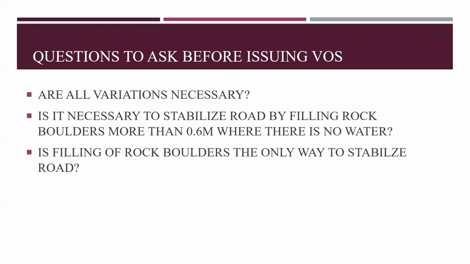Questions to ask before issuing our variation orders. Are all variation orders necessary? Is it necessary to stabilize a road by filling rock boulders more than 0.6 meters where there is no water? Is filling of rock boulders the only way to stabilize a road? I think if we ask ourselves this question very, very carefully, most of the variation orders that we raise will not come. Obviously, it is not all variation orders that are necessary.